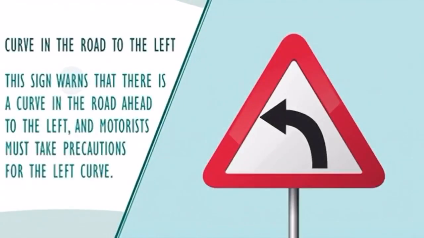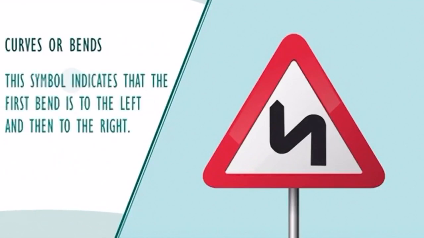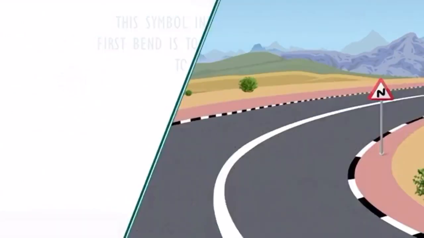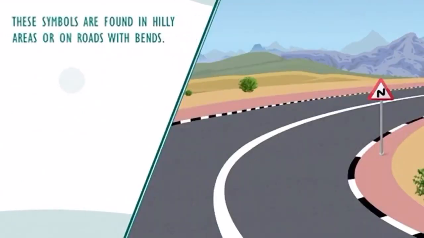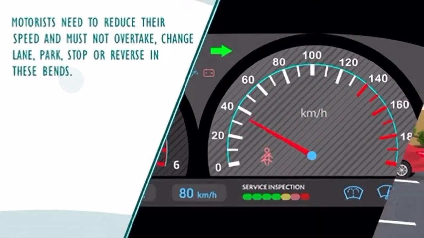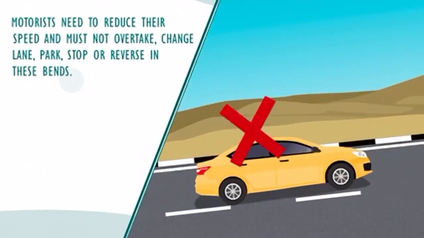This sign warns that there is a curve in the road ahead to the left, and motorists must take precautions for the left curve. This sign warns the driver that there is a double bend ahead on the road. This symbol indicates that the first bend is to the left and then to the right. This symbol indicates that the first bend is to the right and then to the left. These symbols are found in hilly areas or on roads with bends. Motorists need to reduce their speed and must not overtake, change lane, park, stop, or reverse in these bends.